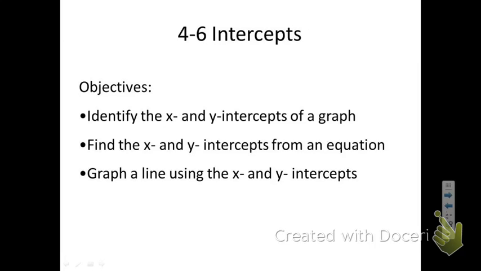Alright, today we learned about intercepts, and so you're going to identify the x and the y-intercepts of a graph. If you have the graph, you're going to also find them if you're given an equation, and then you're going to graph a line using those intercepts.